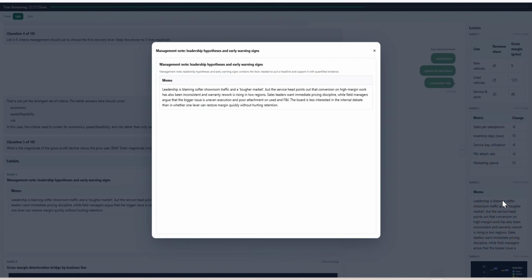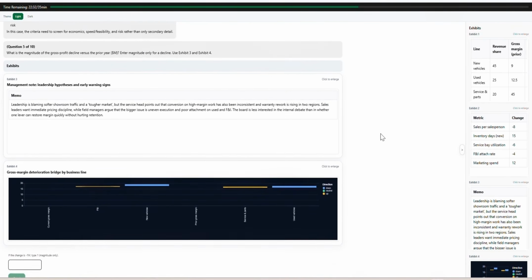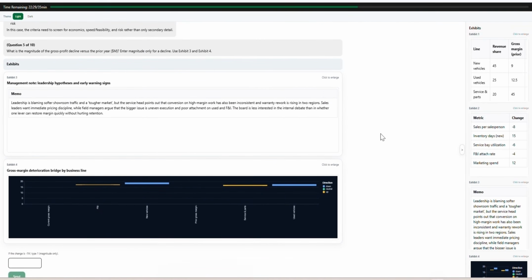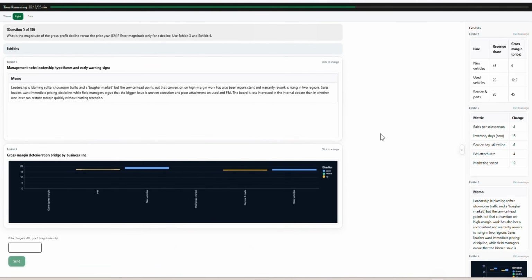Question 5 asks us, what is the magnitude of the gross profit decline versus the prior year in dollars? Enter the magnitude only for a decline. Use Exhibit 3 and 4. Having understood the drivers of disagreement from Exhibit 3, we can look at Exhibit 4. Right. So, what we need to understand here is where our source of truth is. This is very similar to question 2, right?